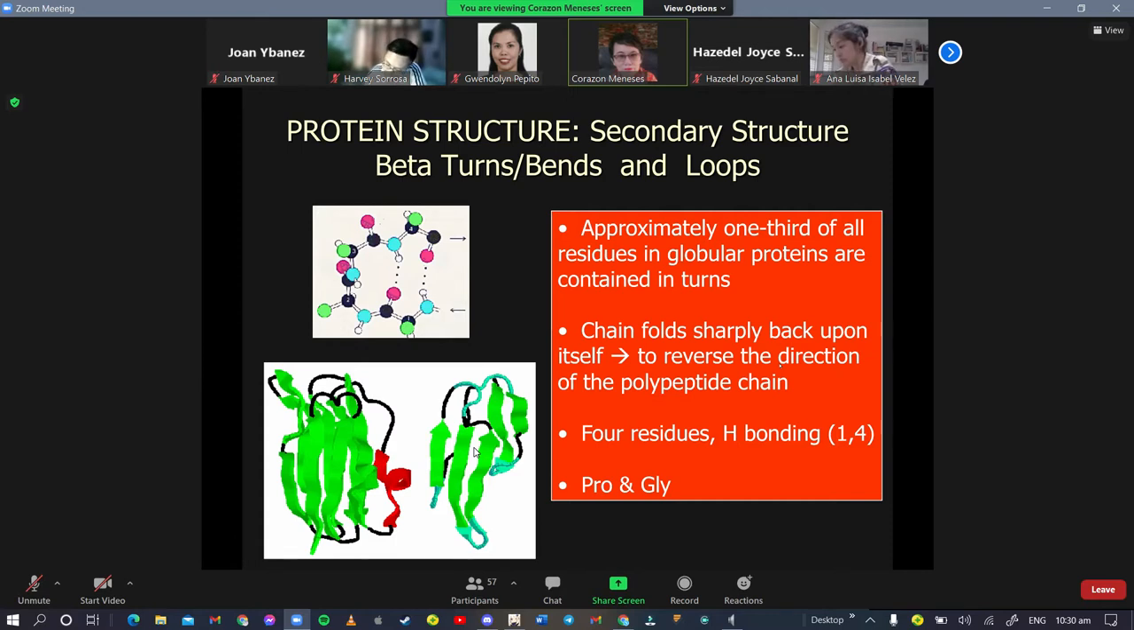So for the beta loop, approximately 1/3 of all the residues in globular proteins are contained in the loops. When it turns out to form the tertiary structure, they will be turned. They will become more compact. The chain will fold sharply back upon itself to reverse the direction of the polypeptide chain. So 4 residues are present, and again, the stabilization is by hydrogen bonding. So primary is peptide bond, secondary is primarily through hydrogen bonding, and then we also have the proline and glycine playing their role.